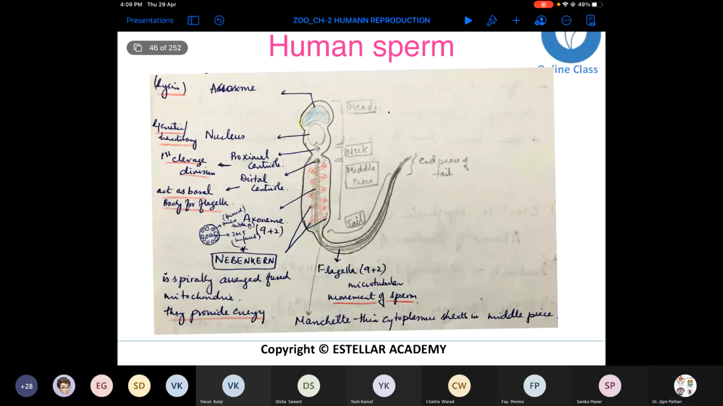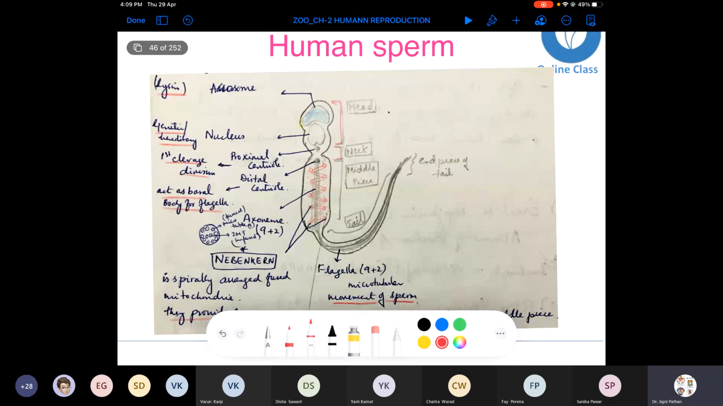Now, look here. This is the head part. This is the neck part, middle part, and tail. Now, you need to label this head, neck, middle piece, and tail. And this is the end piece of the tail. Now, this structure is acrosome.